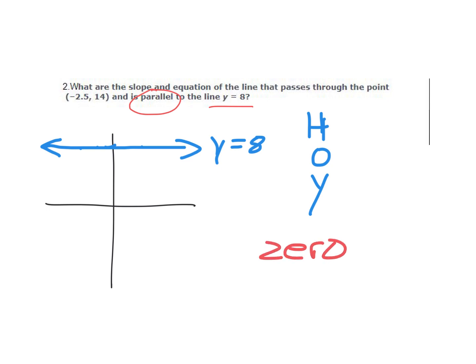Well, if the new equation is parallel to y equals 8, then it's also going to be a horizontal line. And if it's also a horizontal line, then it's also an equation of y equals a number. How do we find the number? They gave us a point that includes a y value of 14. That means y is always going to be 14. So maybe it's somewhere up here, but we know that our equation is y equals 14.